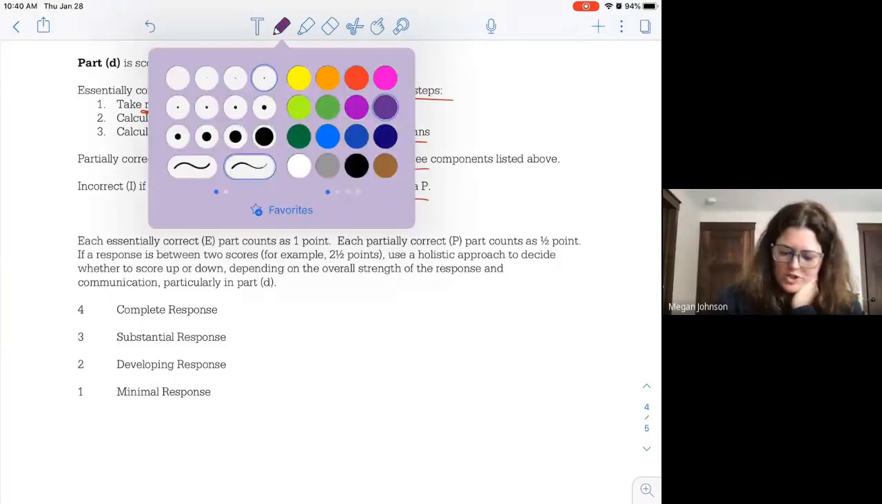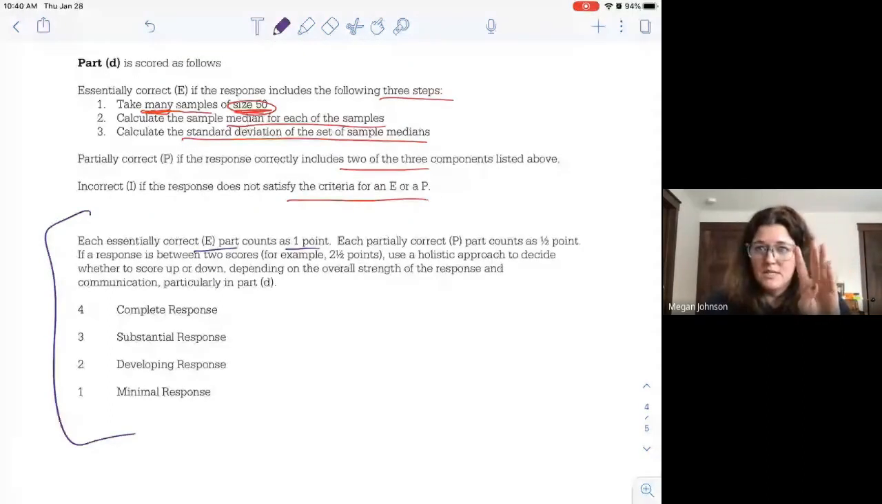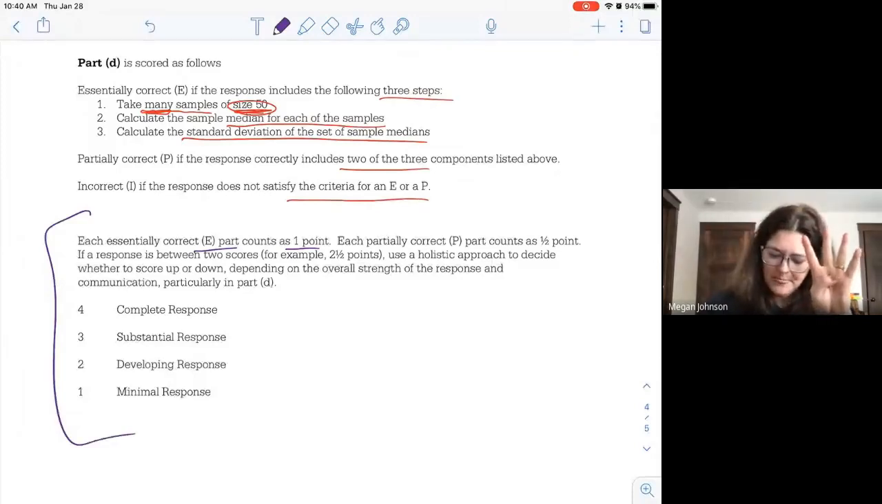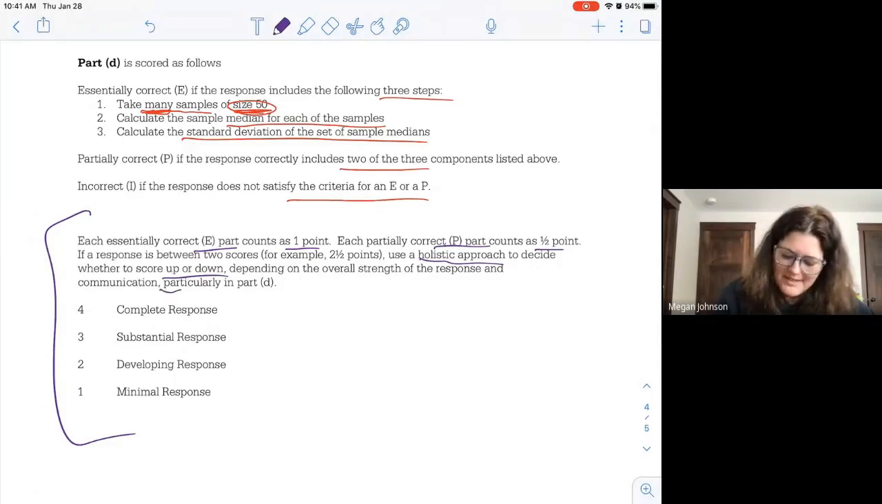Here's the overall question score. Each essentially correct part counts as 1 point. There were 4 parts again, A, B, C, D. So 1, 2, 3, 4 points possible. Each P is half a point. If you're at 1.5 or 2.5, it says use a holistic approach. So was that a gimme P? Or was it like, oh, you're real close to an E, but this tiny thing made you get a P? Then you could probably bump it up. To decide whether to go up or down, they don't leave it in the half. And then depending on the overall strength of the response, blah, blah, blah. Oh, it says depending on, see, this is a kicker sometimes.